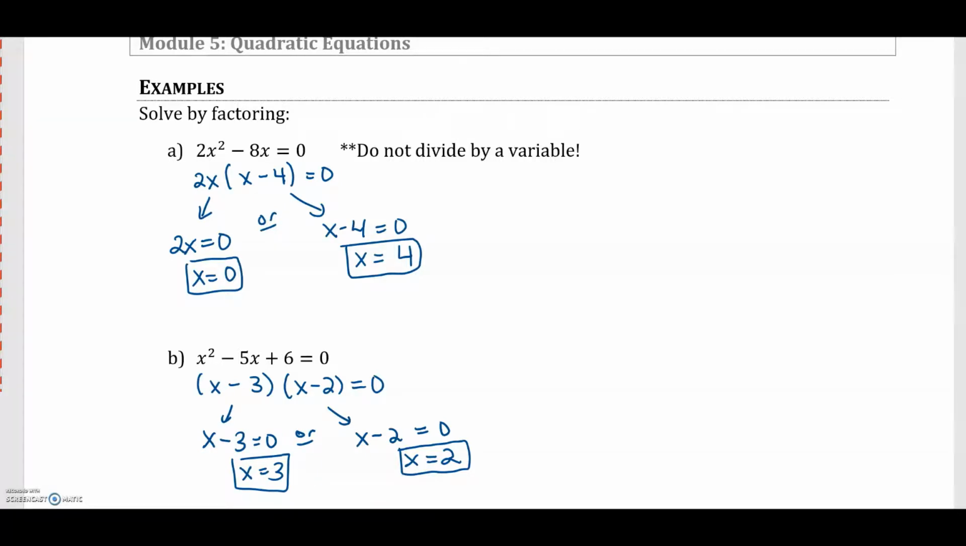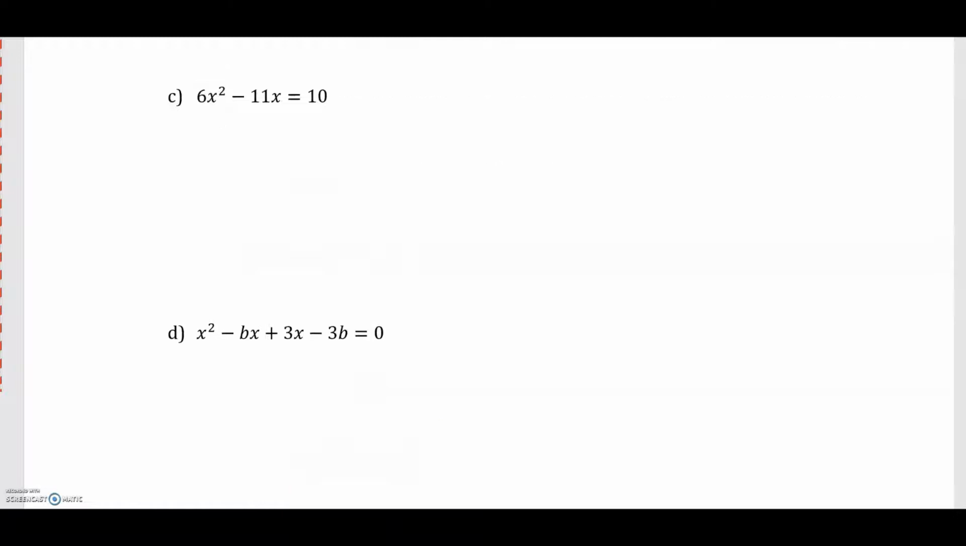Depending on your comfort with factoring, you may need to show some extra steps to solve a problem like this, and make sure you take the steps you need to complete it well and according to correct mathematical reasoning. For part C, we would like to determine the value of x that satisfies this equation. We're given 6x squared minus 11x is equal to 10.